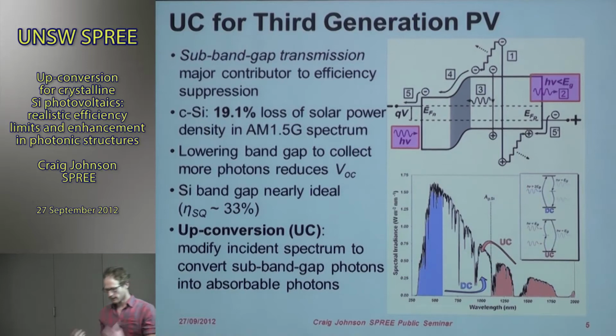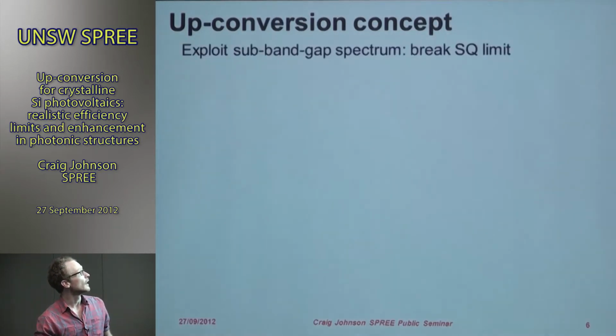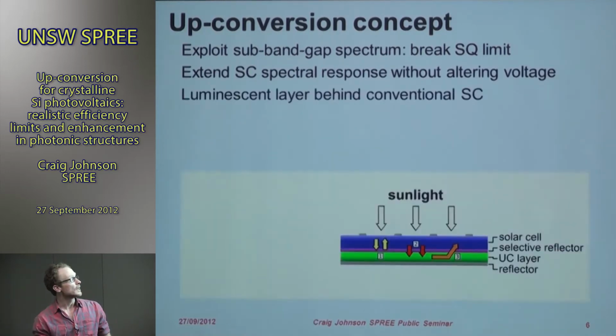So upconversion is a device concept that's been proposed to modify the incident spectrum, converting sub-bandgap photons into photons that can be absorbed by the solar cell. Now this could mean many things, but the main concept is really breaking the Shockley-Queisser limit without altering the voltage of the solar cell, by changing the spectral response of the solar cell itself.